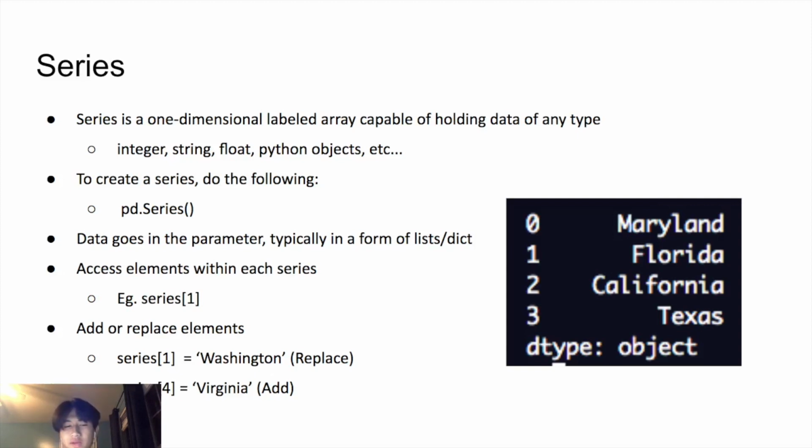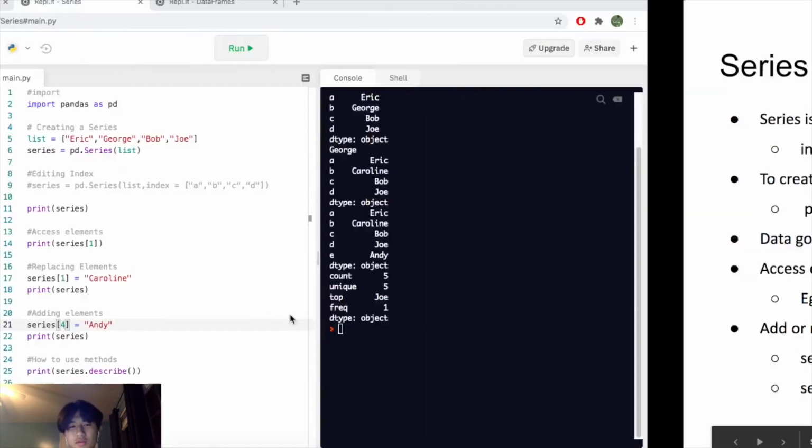If you look on the right hand side, we have an example of a Series. On the left hand side is the index, its default is numerically ordered, and then you have the element on the right hand side. So typically you put the data in the parameter. They usually would go in the format of a list or dictionary, but you can also put in individual strings, integers, or floats if you wish. And with Series you can access individual elements, you can add elements, you can replace elements, and you can also access methods using Series. So let me hop on Repl.it and show you guys right now.